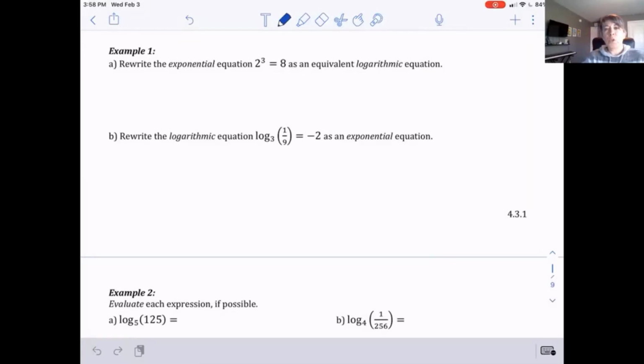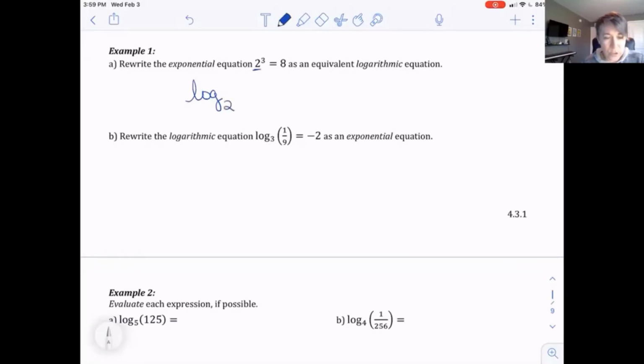So in this first example, we want to rewrite the exponential equation 2 cubed equals 8 as an equivalent logarithmic equation. So remember, if we start with log, the base of our logarithm is also the base of the exponent. So the base of our exponent is 2, so we're going to have log base 2. And remember, the logarithm represents the exponent. So I usually write the equal sign first. So 2 cubed equals our argument 8. So we have log base 2 of 8 equals 3.